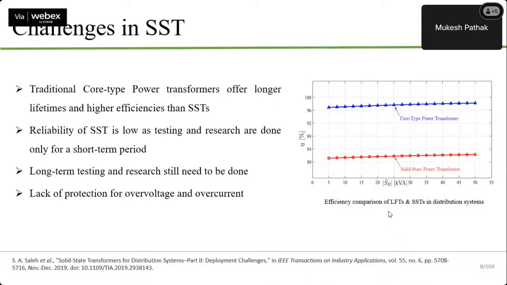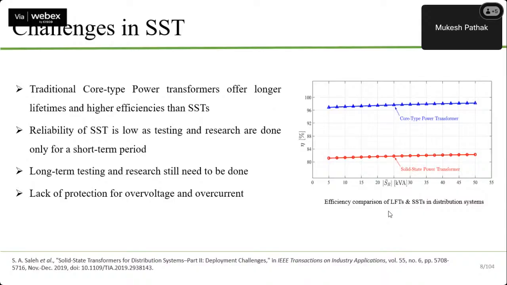This is a technology which is a work in progress. Solid state transformer is not one which is right now available in the market and being installed. It is used sparingly in very few applications, but it has the potential to replace the conventional transformer and make the overall system more efficient, more reliable, and smaller, leaner.